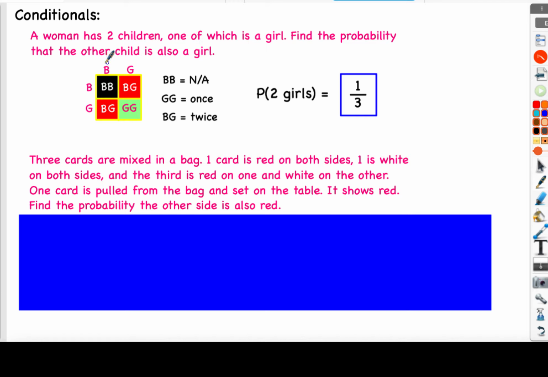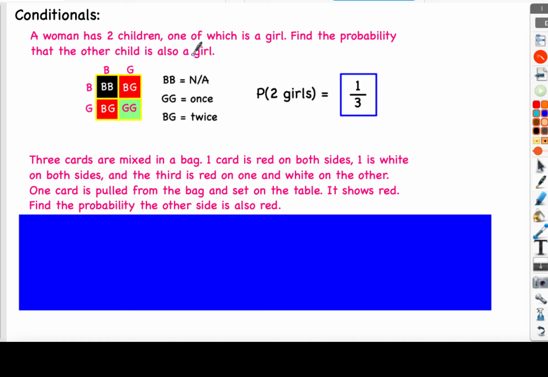If one of the children could be either a boy or a girl, the other child could be either a boy or a girl, here are the four scenarios that could happen. Either they're both boys, one of them's a boy then a girl, or else it could have been a girl then a boy. And then the last one, again, they could both be girls.